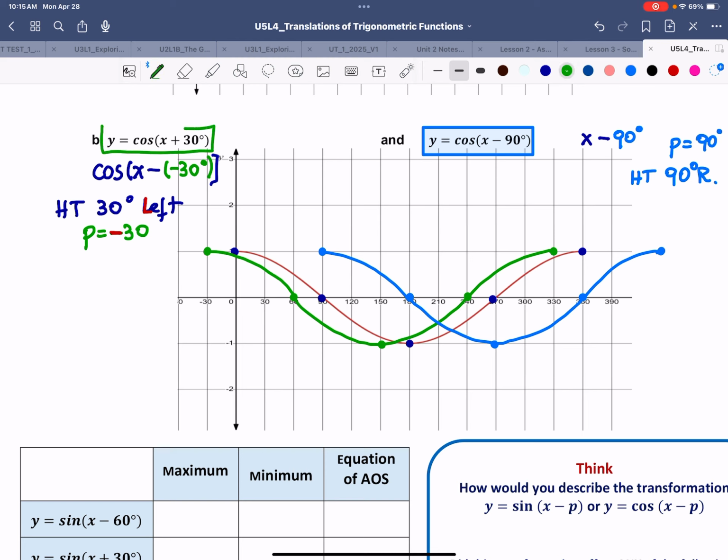So the green one is a horizontal translation to the left of 30, and the blue one is a horizontal translation to the right of 90.